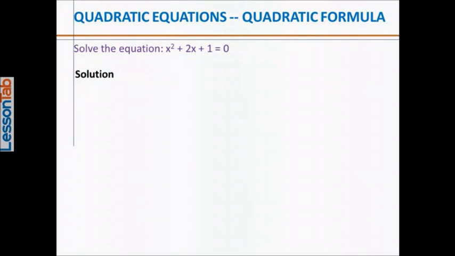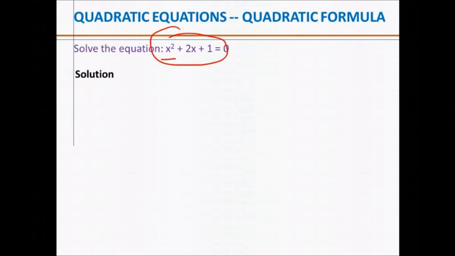So now let's have an example. Let's use an example to illustrate how to apply this quadratic formula. So we're asked to solve this quadratic equation. The equation is x squared plus 2x plus 1 equal to 0.